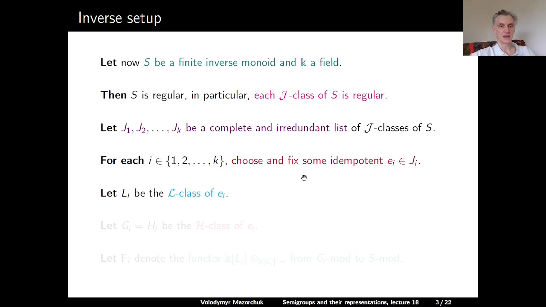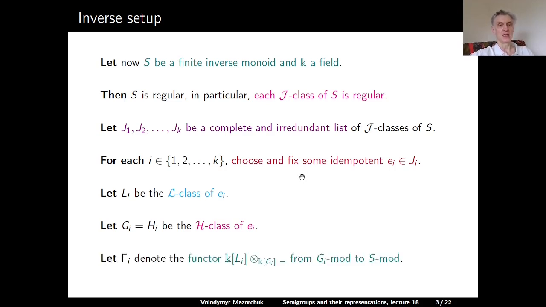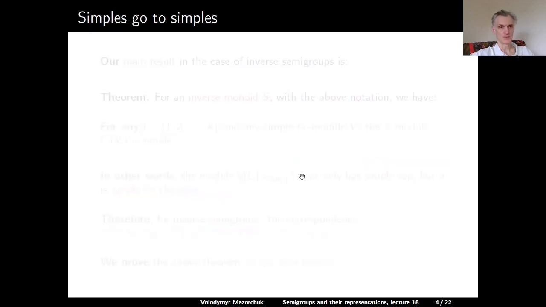Let Li be the left class containing Ei, and let Hi be the H class containing Ei. Then this Hi is a maximal subgroup, and we denote it by Gi. Let Fi denote the functor of tensoring over K of Gi with the linearization of Li. That's a functor. The input of this functor is a Gi module, and the output is an S module.